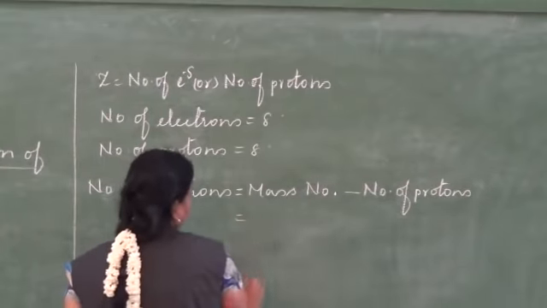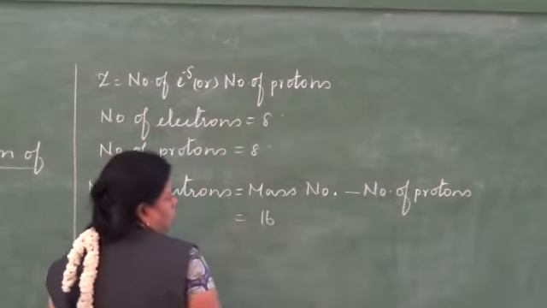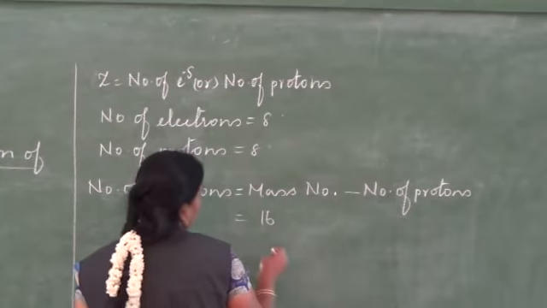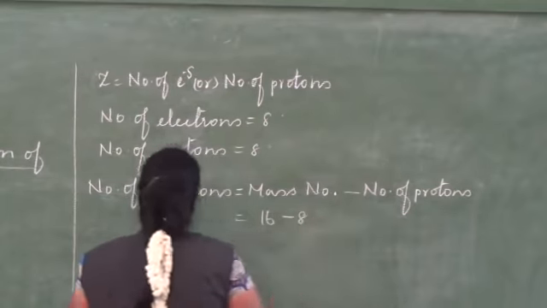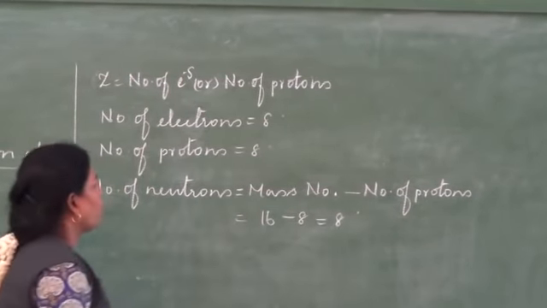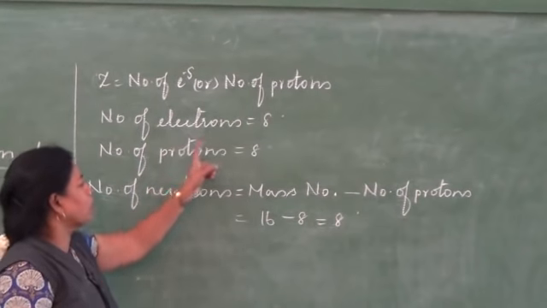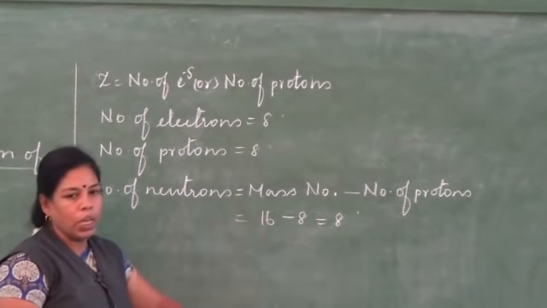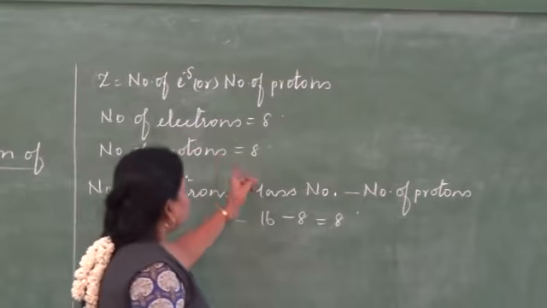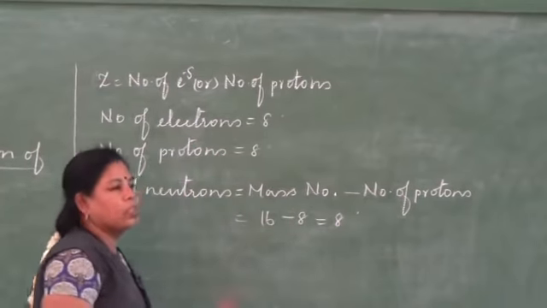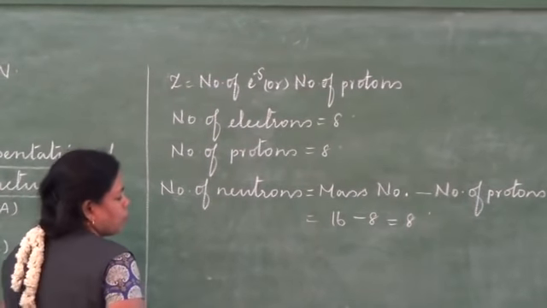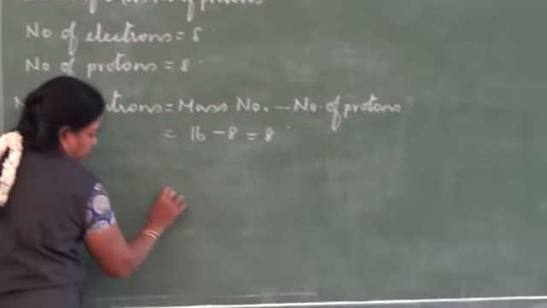What is the mass number of oxygen? 16. How many protons are there in oxygen atom? 8. Therefore, the number of neutrons in oxygen atom is 8. Now we have all the three data: number of electrons, number of protons and number of neutrons. By having all these three, we can write the geometric representation of oxygen atom. How to write? First we have to fill the nucleus.